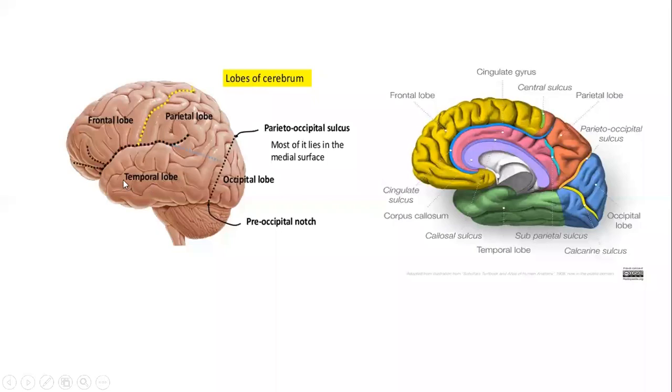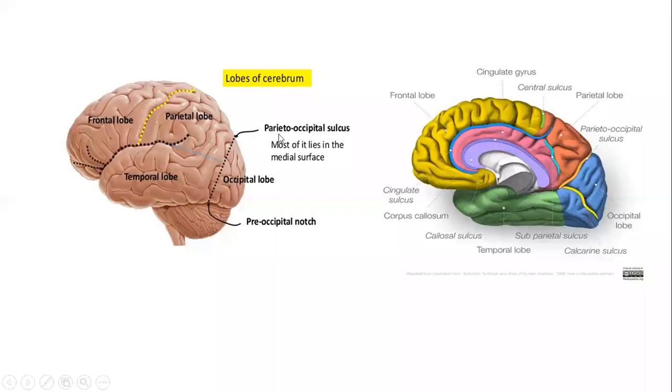And on the side and inferiorly to the supralateral surface, we have the temporal lobe, separated from the frontal and parietal lobes by the posterior ramus of the lateral sulcus.